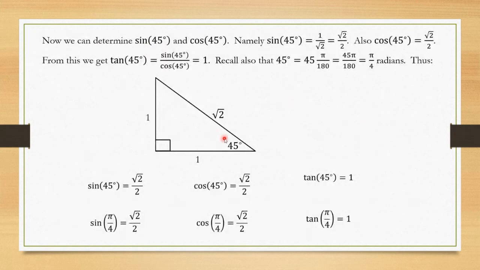Right? So from here, for instance, how do we get sine? Well, sine of 45 degrees is opposite divided by hypotenuse. So sine of 45 degrees is 1 over radical 2, which by rationalizing you get this. You would multiply top and bottom by the square root of 2. I'm pretty sure I went over rationalizing denominators earlier in the course. Cosine also is adjacent over hypotenuse, so that's also 1 over radical 2, which is the same as this.